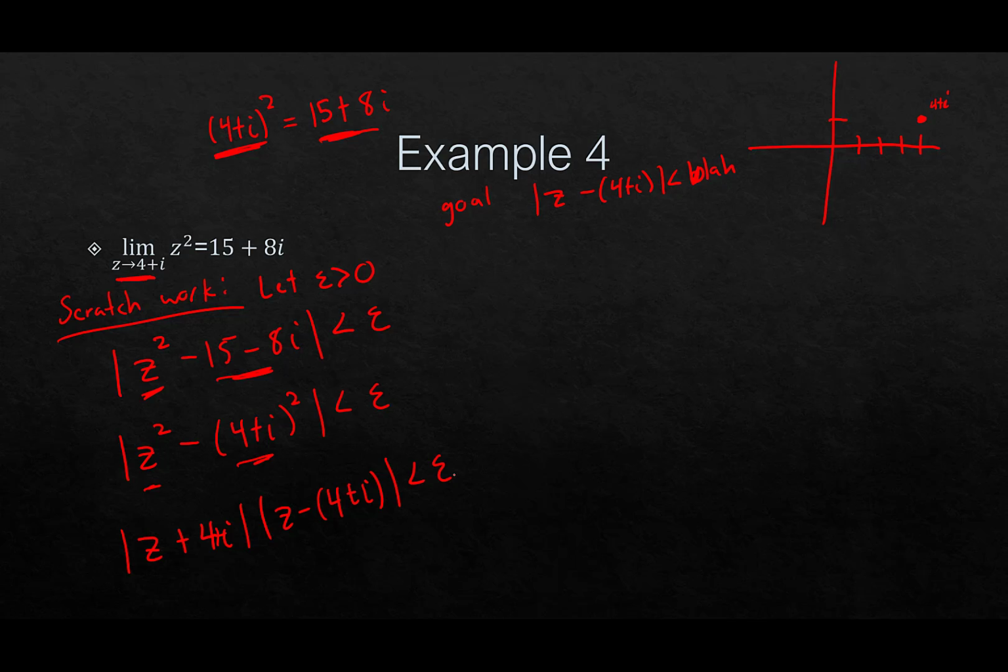Okay, and now we should be sort of happy, right? Again, kind of like in the real case, we have the absolute value of z minus (4 plus i) here, okay? But we also have this extra factor of z plus (4 plus i), okay, which we don't want. Remember, we can't just divide that over and say delta is equal to that because we have z's here, okay? So we're going to have to do the same trick that we did last time. So suppose that the absolute value of z minus (4 plus i), let's suppose that delta was equal to 1.